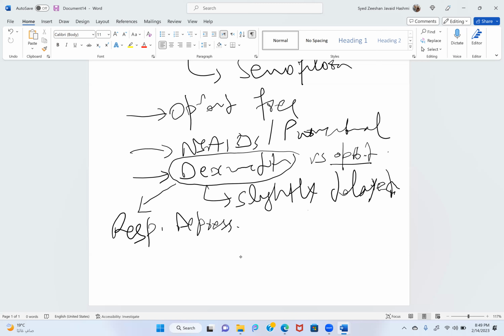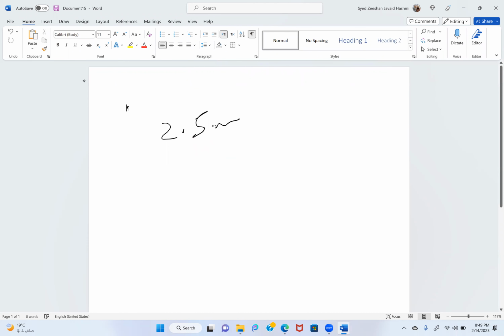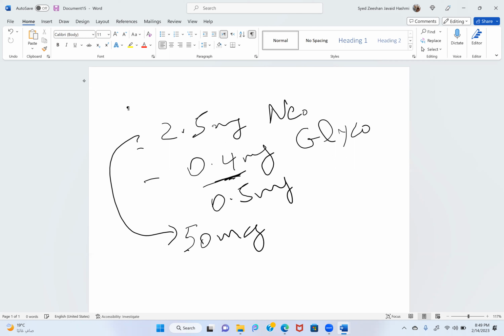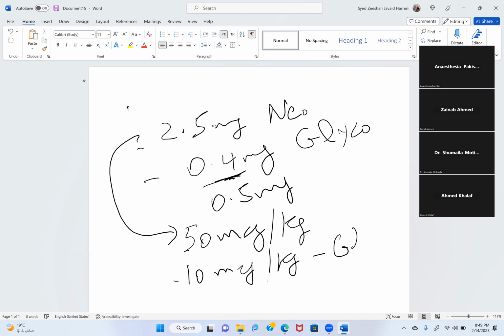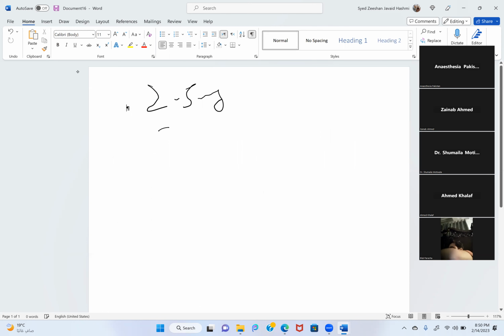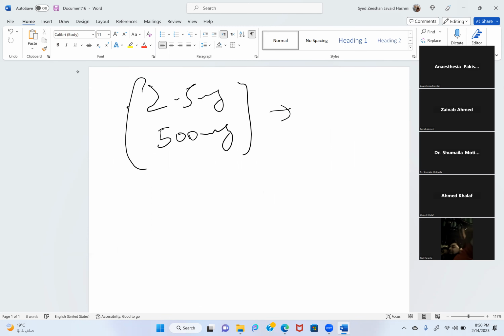Another point which I will take this opportunity to tell you is the standard dose, this 2.5 milligram of neostigmine. First of all, I always see that people are making it with 0.4 milligram of glycopyrrolate. Actually this is not the correct dose. It should be 0.5 milligram, because usually you can take 50 mics per kg for neostigmine and 10 mics per kg of glycopyrrolate. So the dose which we prepare with 2.5 milligram and 500 mics is for 50 kg.